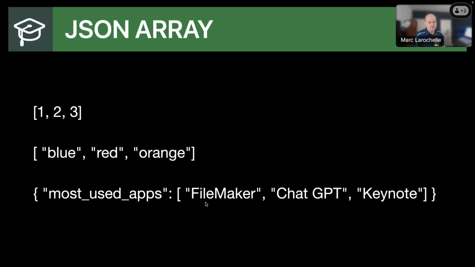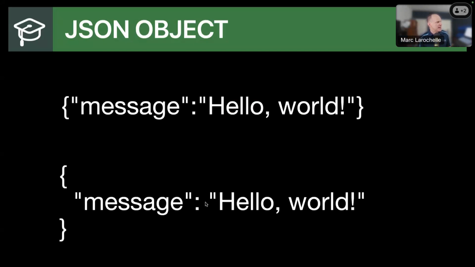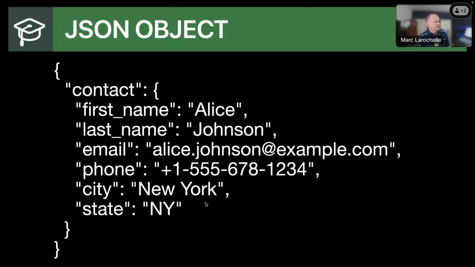So just to translate that back to FileMaker, is that kind of like a repeating field? Yeah, it's kind of like a repeating field. I think that's probably the best way to say that. And going back quickly to that other example, you can think of the contact as being the table. And you can think of first, last, email, phone, city, and state as the fields. And of course, Alice, Johnson, New York, and New York, those would be the data, also known as the values.